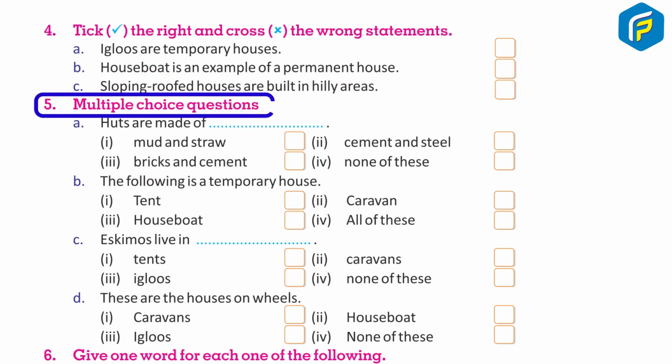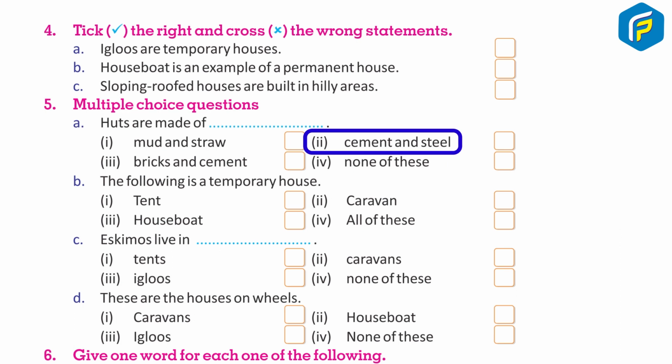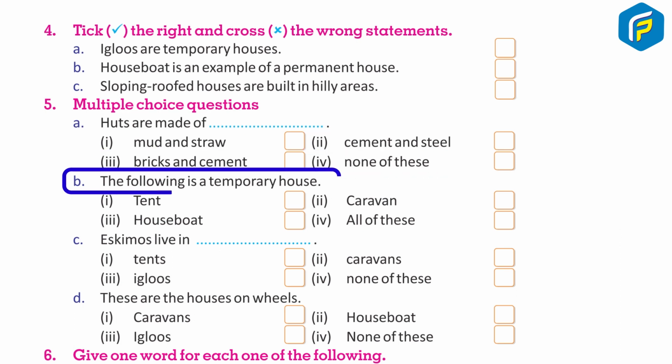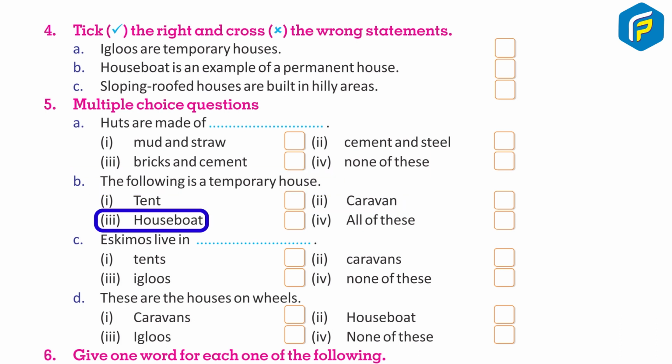5. Multiple choice questions. A. Huts are made up of ___. 1. Mud and straw. 2. Cement and steel. 3. Bricks and cement. 4. None of these. B. The following is a temporary house: 1. tent, 2. caravan, 3. houseboat, 4. All of these.